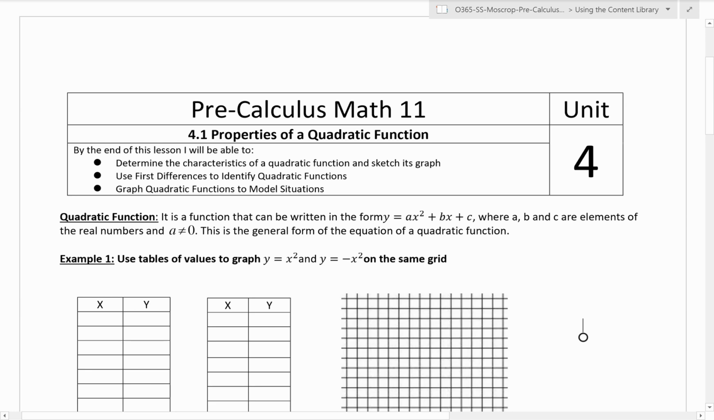All right, welcome back. This is our first section of Unit 4. Unit 4 is by far the longest unit in Pre-Calc 11, so you would like to build a good foundation of it, so then you can actually finish the chapter smoothly. Okay, so Unit 4, 4.1, we are looking at the properties of quadratic function.